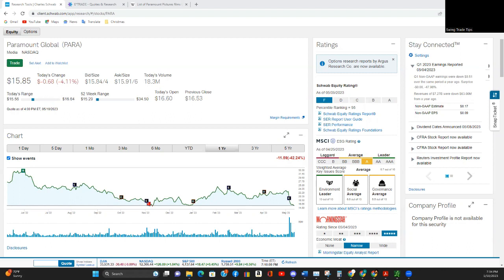So please, if you plan on investing, do your own due diligence before purchasing shares in any company or consult with a financial advisor. Today, we're taking a look at Paramount Global, ticker symbol PARA. This is a media company with a market cap around $10 billion.